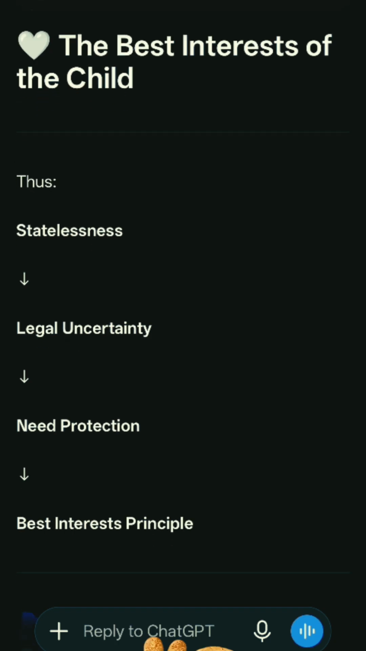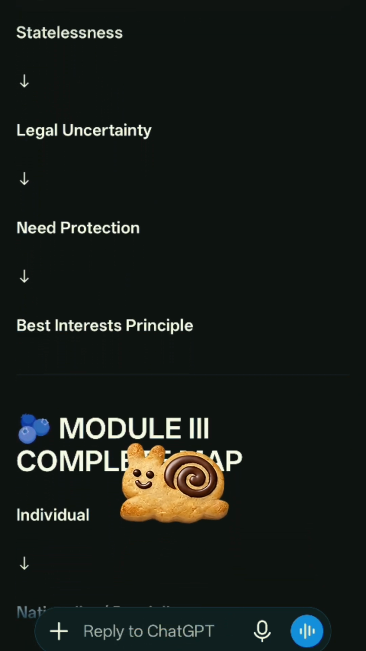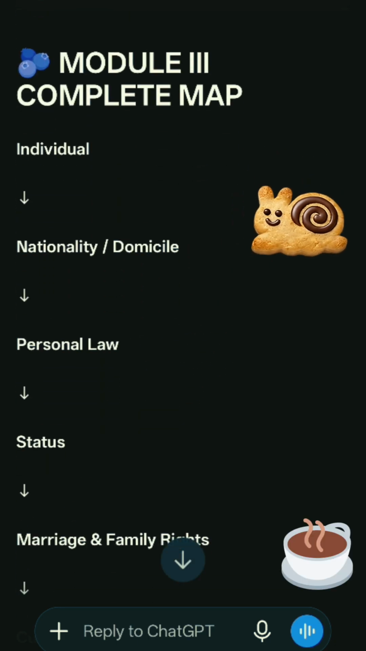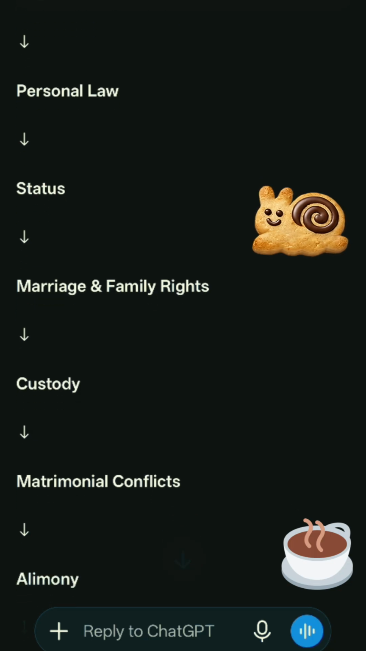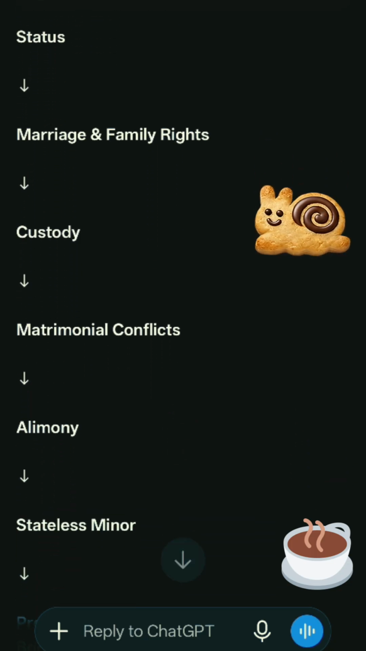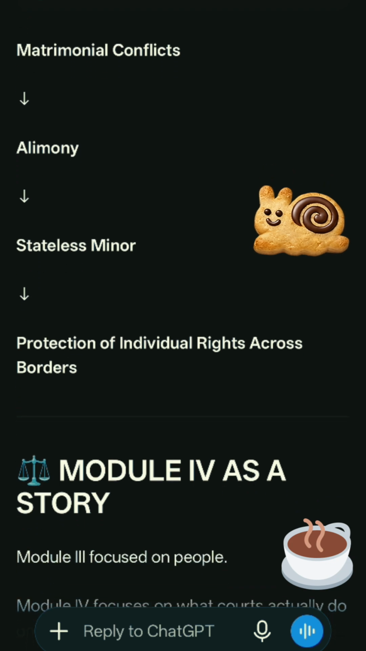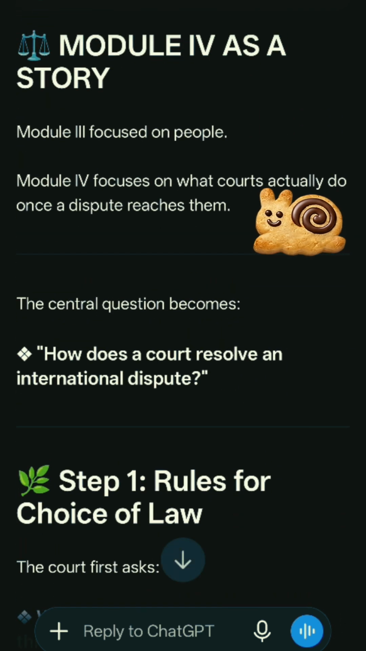Thus: statelessness, legal uncertainty, need for protection, best interest principle. Module 3, complete map, individual: nationality, domicile, personal law, status, marriage and family rights, custody, matrimonial conflicts, alimony, stateless minor, protection of individual rights across borders.